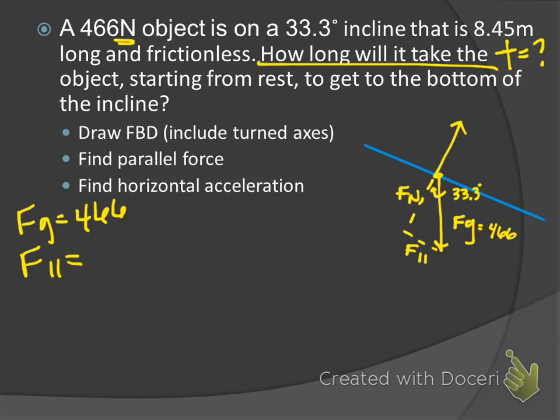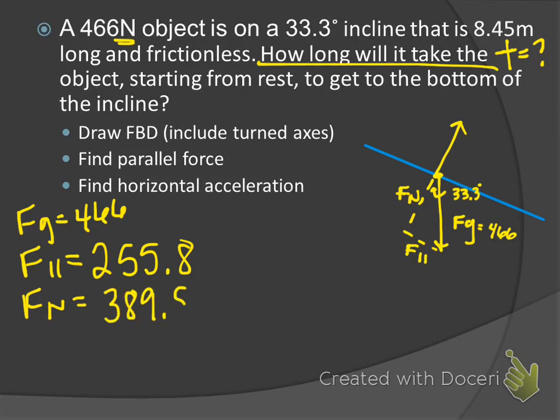All right, so for parallel, we're taking hypotenuse times sine. Make sure your calculator's in degrees, not radians. 255.8. Normal force is 466 times cosine. 389.5.